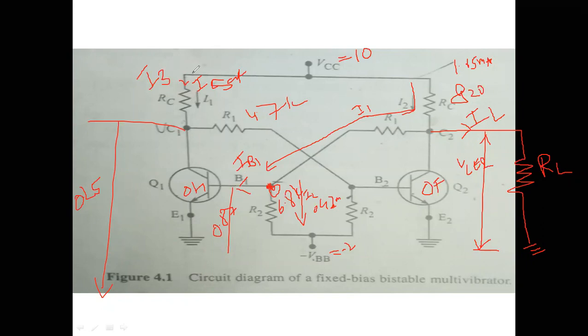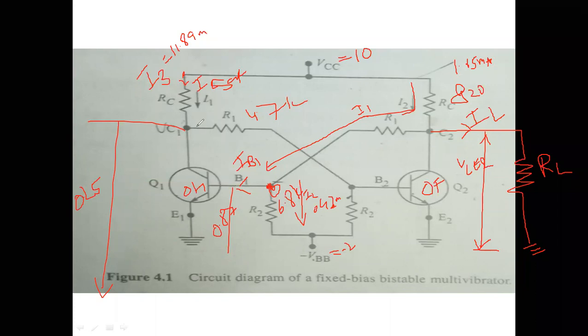To find I3, this potential is VCC. I3 is VCC minus VCE SAT divided by RC. RC is 820, so 10 minus 0.25 divided by 820. You can consider it as IC or I3, and it is 11.89 milliamperes.